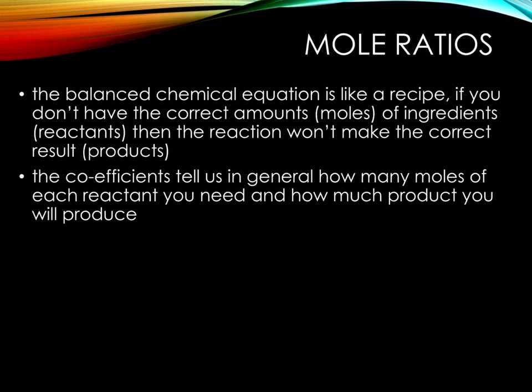So yes, we balance chemical equations because of the law of conservation of mass. Mass cannot be created or destroyed. You cannot just create something from nothing. So we use coefficients in order to balance the same number and type of atoms on each side. Now the coefficients are going to tell us in general how many moles of each reactant you need in order to predict how much product you're going to produce.